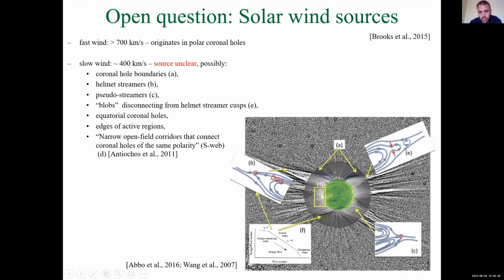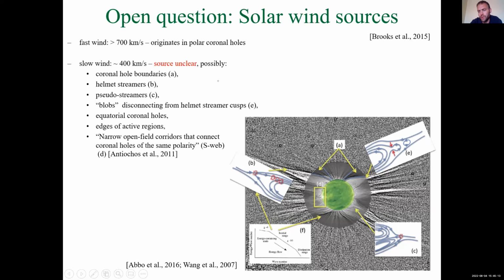And so it could be the boundaries of these coronal holes where the fast wind emanates. So on the boundaries, maybe you would have the slow solar wind. Maybe it is the helmet streamers. Maybe it's the pseudo streamers. Maybe it is blobs connecting from the helmet streamer cusps. Maybe it's what is called equatorial coronal holes, which sometimes are related to edges of active regions. And so the sources are unknown, and it is a lack of basic understanding, and knowing more about these sources would then trickle down and influence other solar physics research.